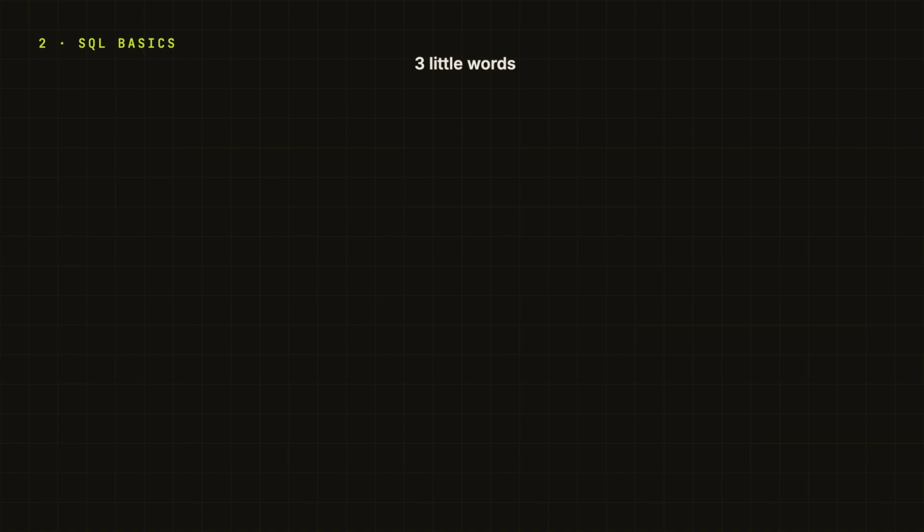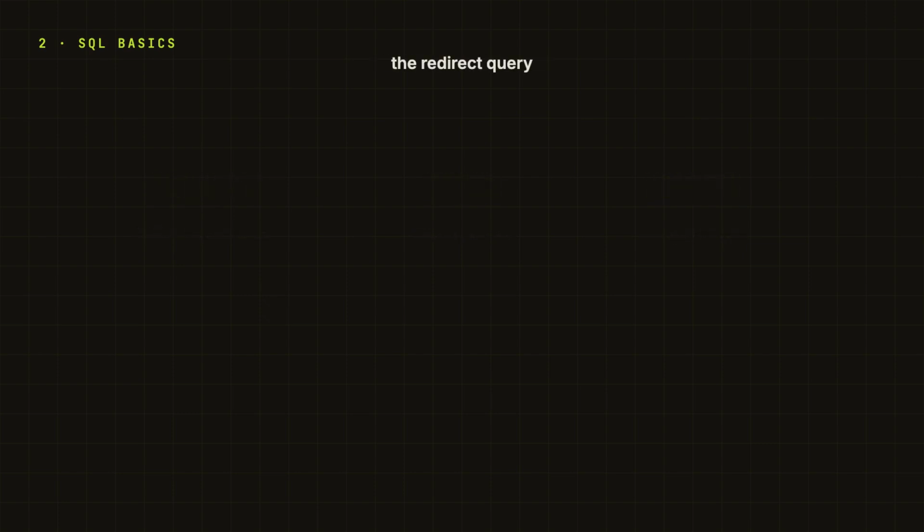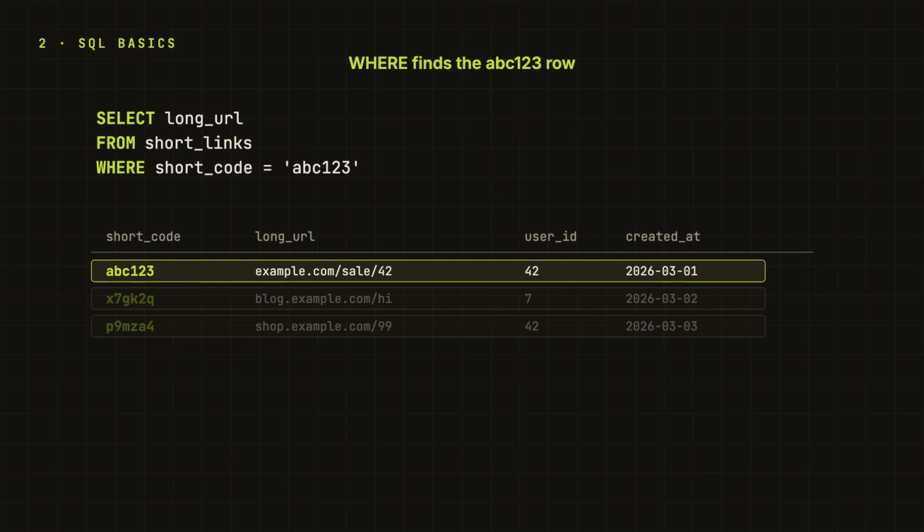At high level, most beginner SQL starts with three words: select, from, where. Select means what columns do we want back? From means which table are we asking? Where means which rows qualify? So for the redirect path, the query is very small. Select long URL from short links where shortcode equals ABC123. We are saying from the short links table, find the row with this shortcode and only return the long URL.